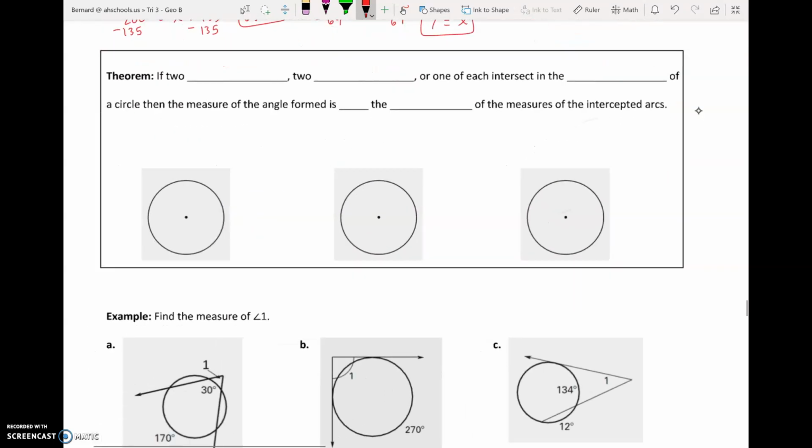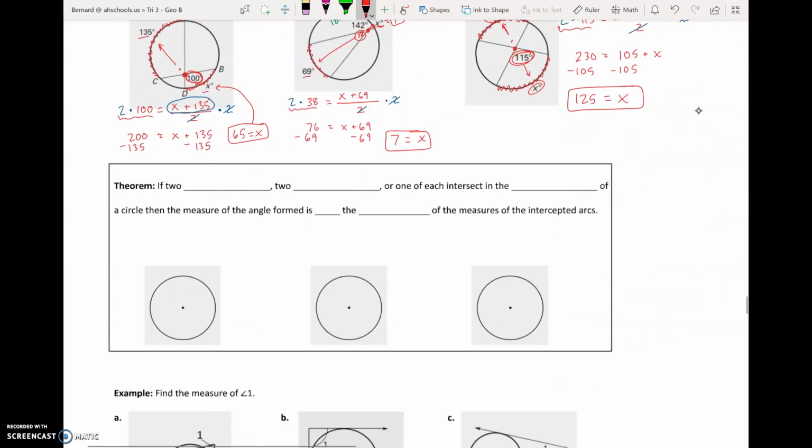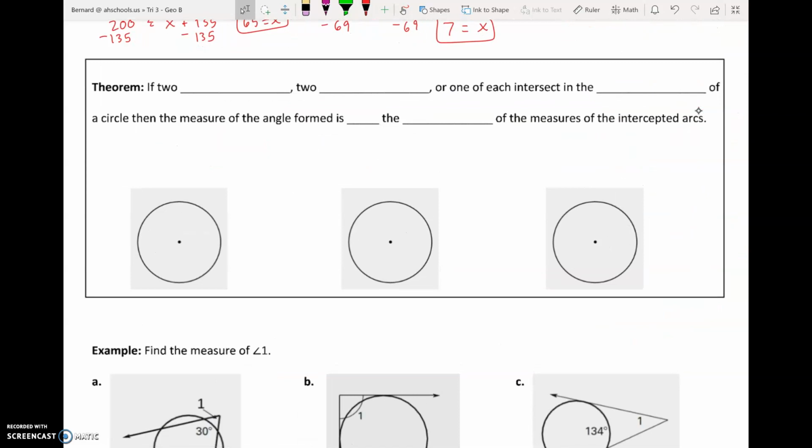Now, there's a second part to part 21. Because if you look at that learning target, it's angles on, which we covered, inside, which we just covered, and now we got to talk about what happens if we draw these lines and we create angles outside of the circle. So there's one more property for that. So let's go through the theorem. Theorem: if two tangents, two secants, or one of each intersect in the exterior, and remember exterior means outside, so outside of the circle, then the measure of the angle formed is half the difference.